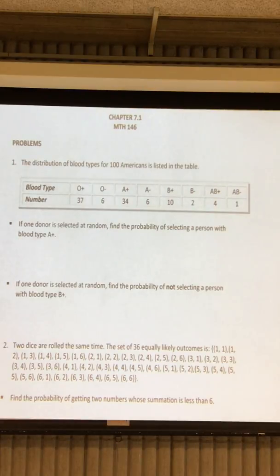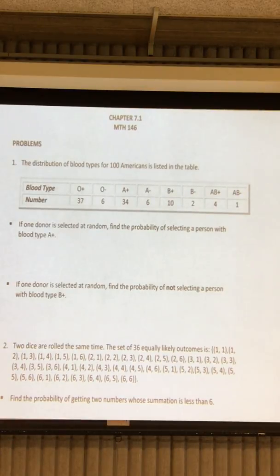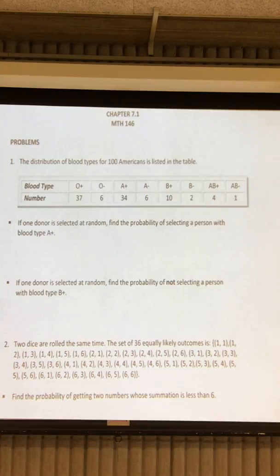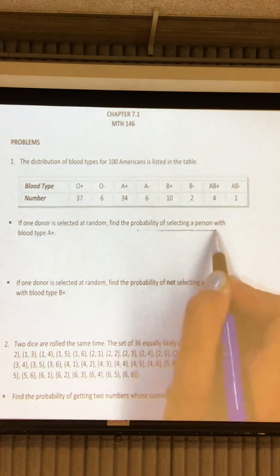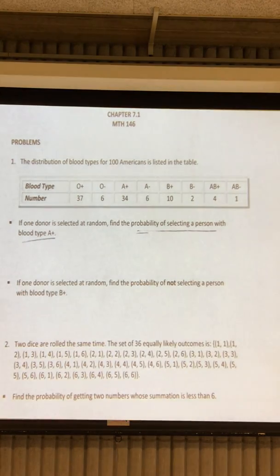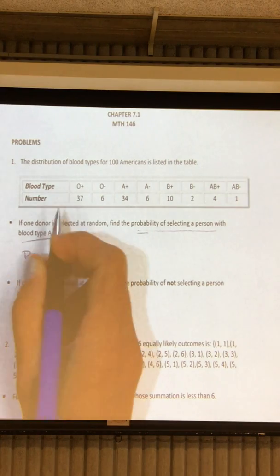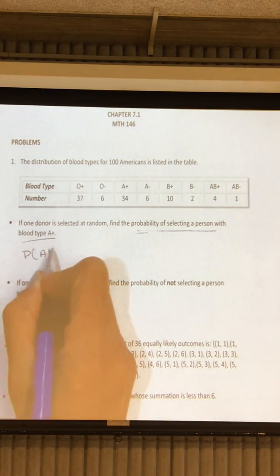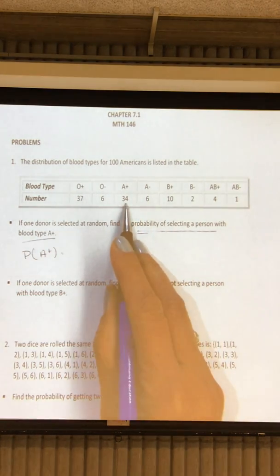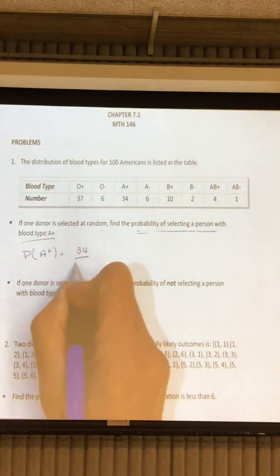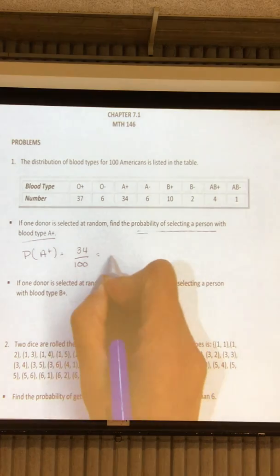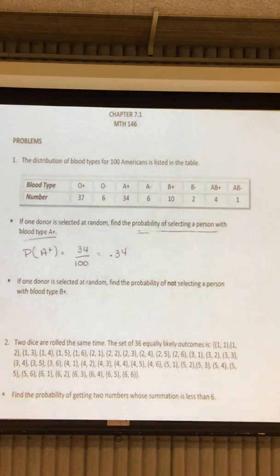Chapter 7, Section 1. Problem number 1, the distribution of blood types for 100 Americans is listed in the table below. If one donor is selected at random, find the probability of selecting a person with blood type A positive. So to find the probability of A positive, you look at the table. A positive, you have 34. So you have 34 divided by 100, and that is equal to 0.34.